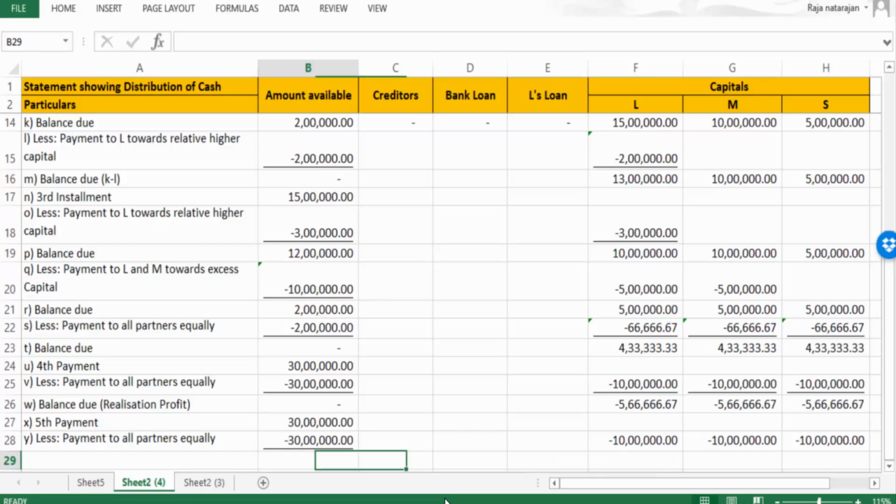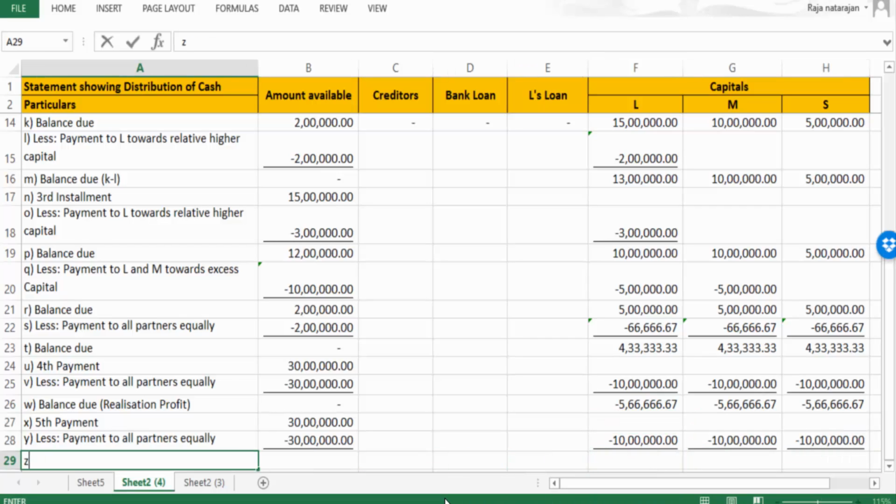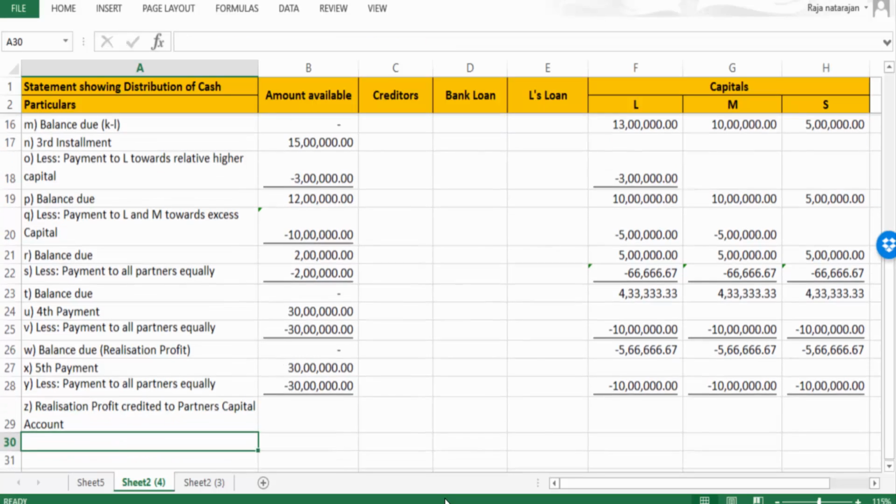So what is the ultimate amount? See, already there is a realization profit of so much. Now this is also getting added, so all put together is going to be the realization profit that will be credited to partners capital account. And thanks, I've come to the last alphabet as well. Luckily it's not extending further, so realization profit credited to partners capital account.